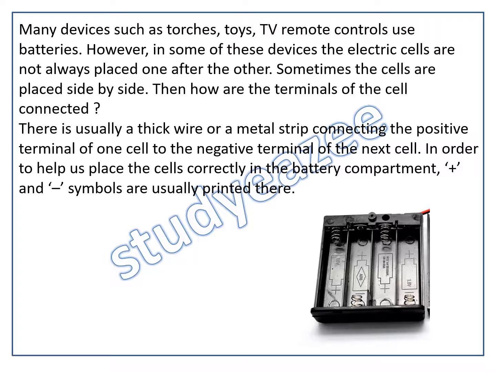Many devices such as torches, toys, and TV remote controls use batteries. However, in some of these devices, the electric cells are not always placed one after the other. Sometimes the cells are placed side by side. Then how are the terminals of the cells connected? There is usually a thick wire or a metal strip connecting the positive terminal of one cell to the negative terminal of the other cell. In order to help us place the cells correctly in the battery compartment, the plus and the minus symbols are usually printed there.